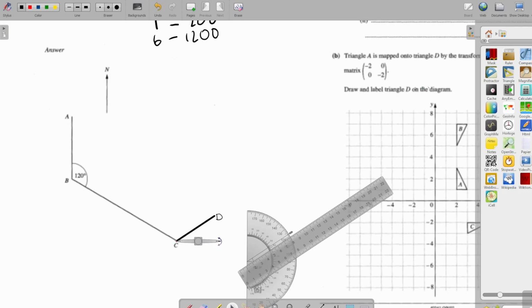So 6 centimeters, and we just draw a line. You can see that our D is a little bit more than 6, but that's okay. It is roughly 6, right? So this is 6 centimeters away from C.